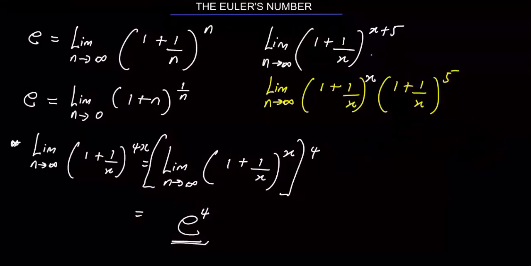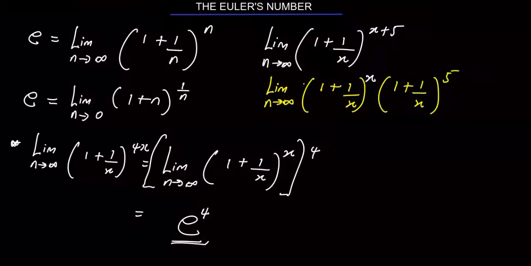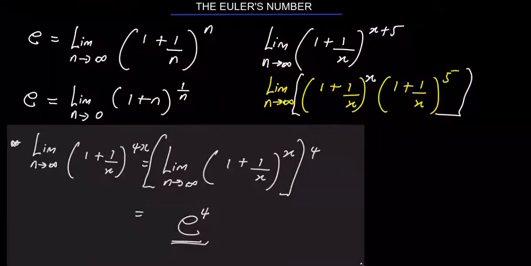Now, since we have this, what do we know? We know that this is just the Euler's number. And take note of something: I can separate this limit for both of them. So let me erase this.